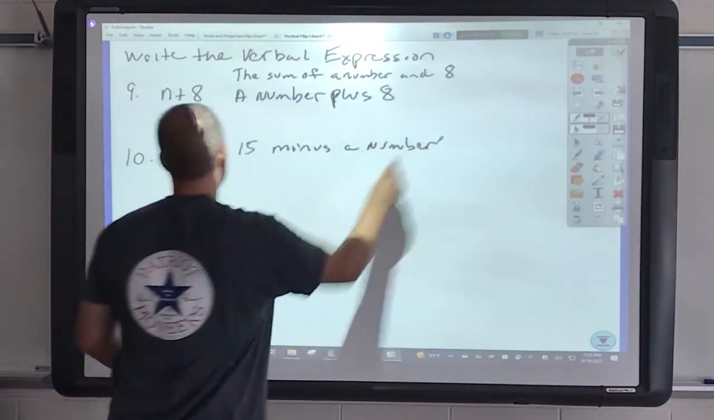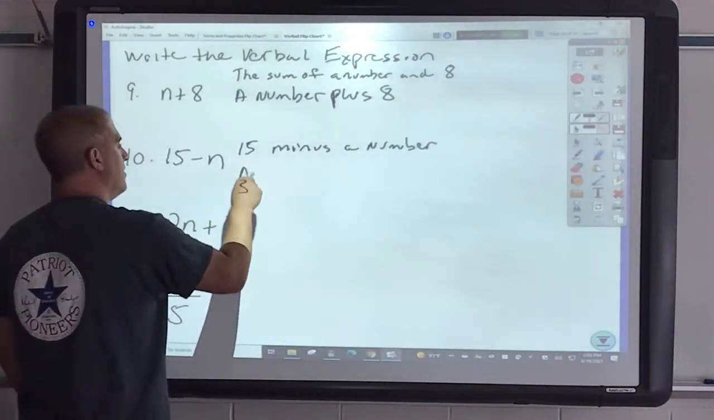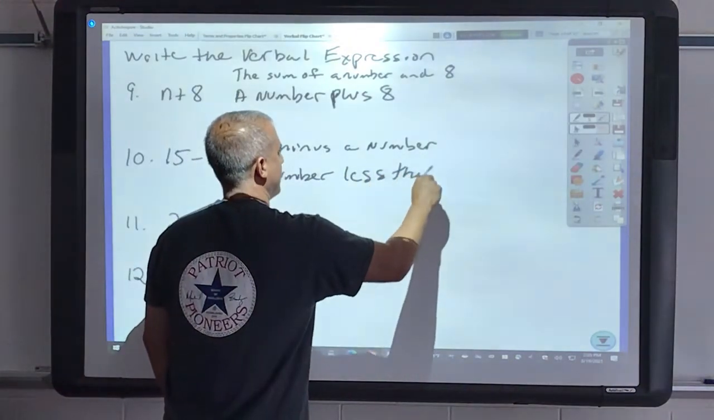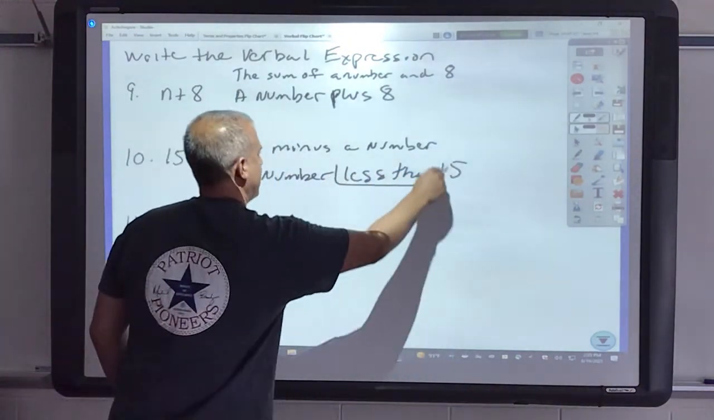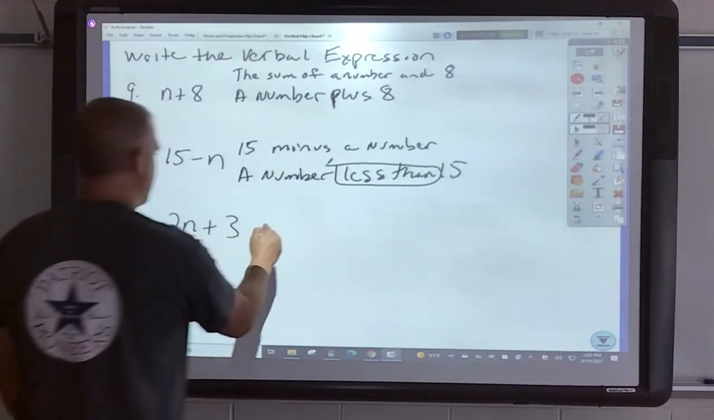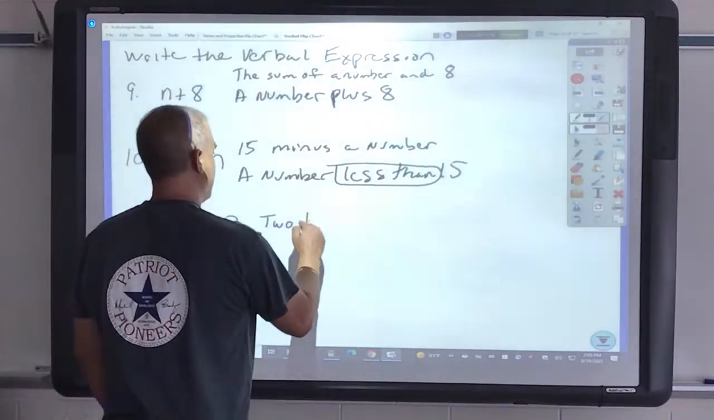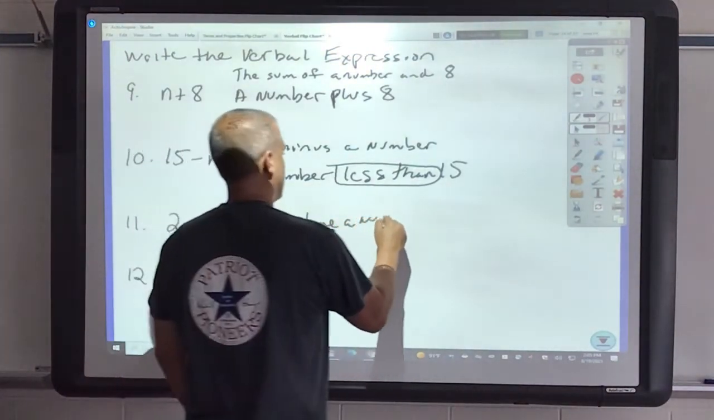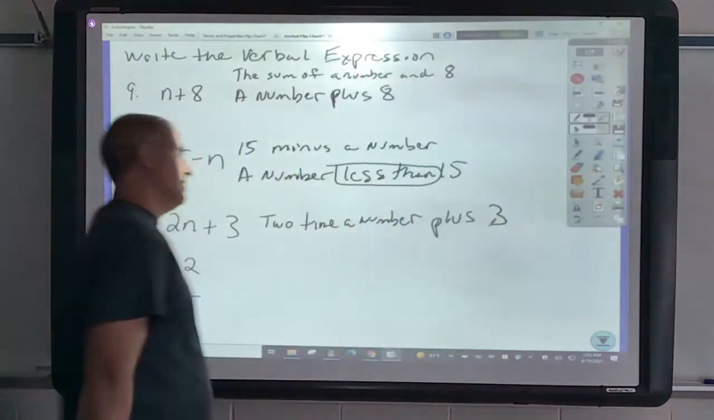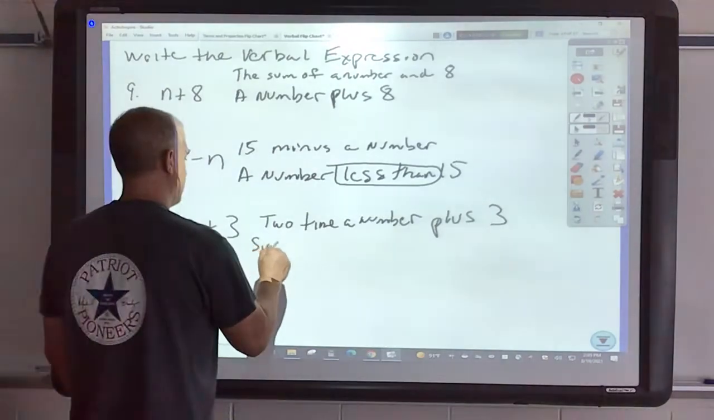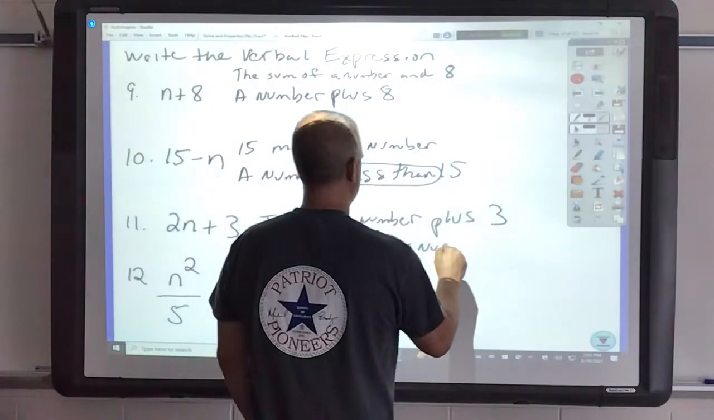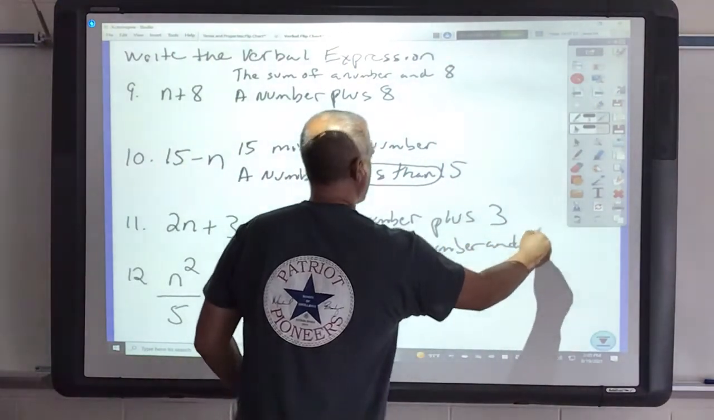Some people might want to write it this way, a number less than 15. So we say, Mr. Evans, that's not right, because 15 is first. Remember, what does less than do? It flips around. That's a real easy way of doing this. This would be 2 times a number plus 3. You could do the sum of 2 times a number and 3. Either one is acceptable.